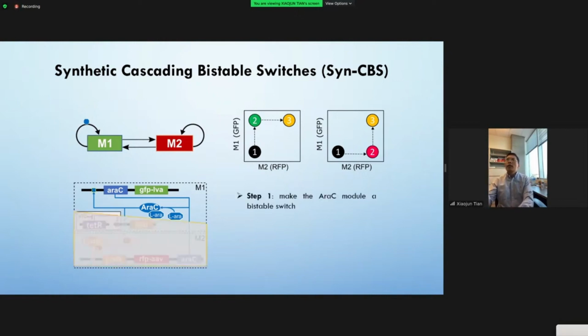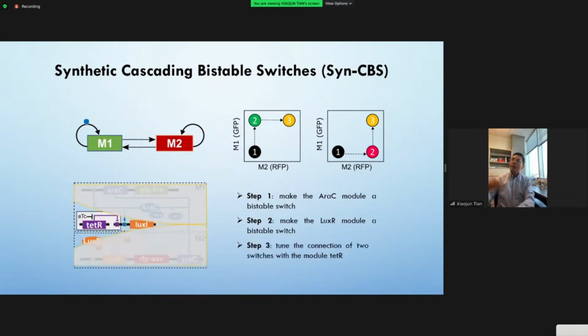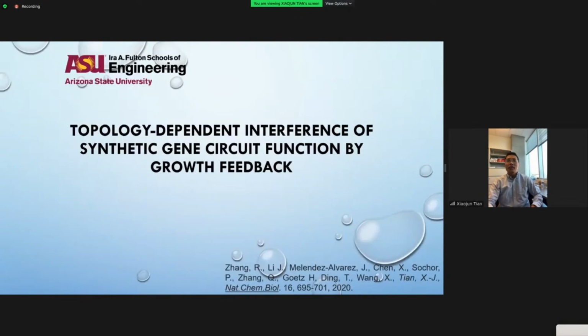We say, okay, if we make the first step, we need to make sure the first module is the bistable switch, right? The ROC module is the bistable switch. And the second step, we make sure the LuxR module is the bistable switch. And if we tune the connection between the two modules, we can achieve this stepwise cascading cell fate transitions, right? So actually, it's not that easy. Later, we found that it's very challenging. And here comes the story about that.